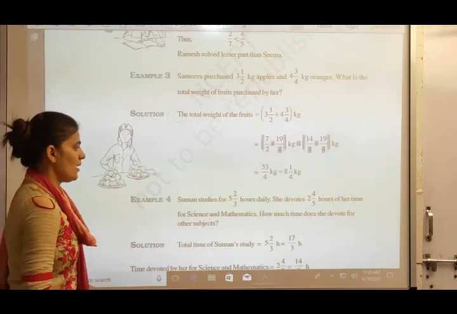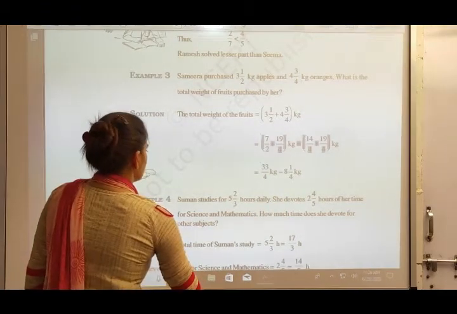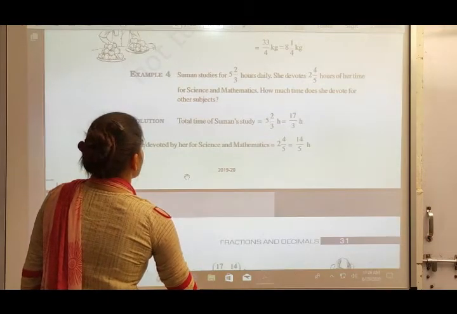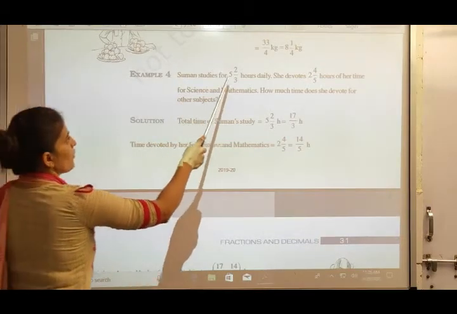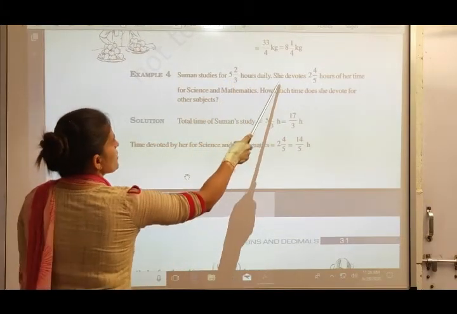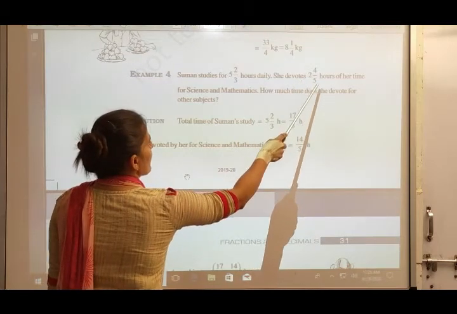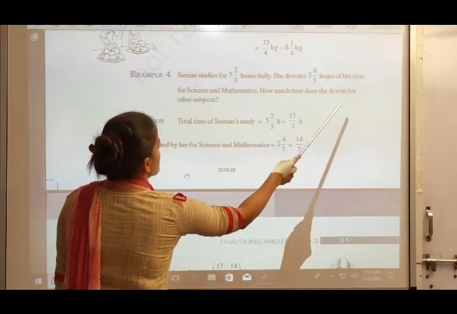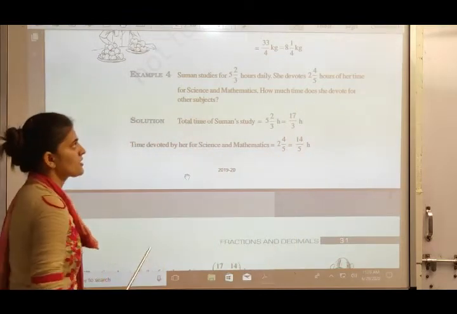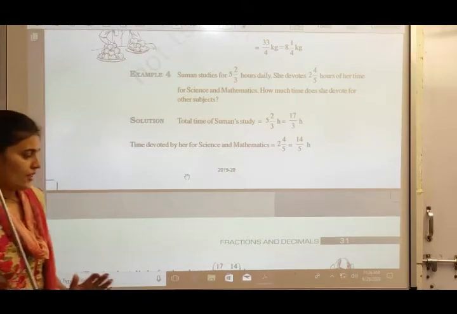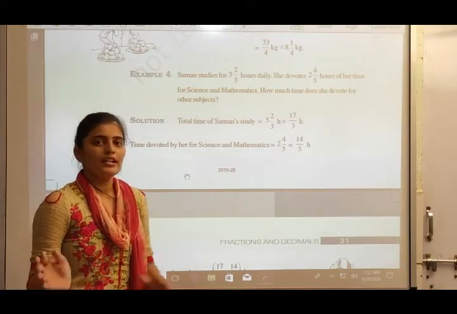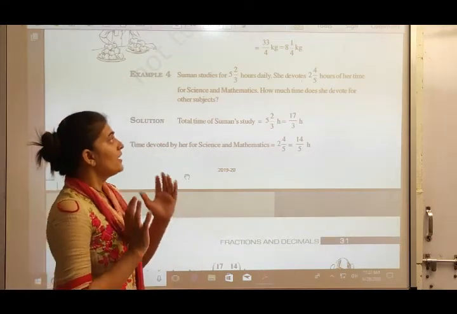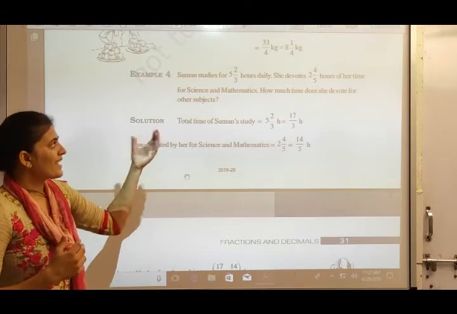Now next, example 4. Here it is given, Suman studies for 5 2/3 hours daily. She devotes 2 4/5 hours of her time for science and mathematics. How much time does she devote for other subjects? Now the total time is given to you and some portion out of that time is given, that is 2 4/5 hours, which are devoted to science and maths.